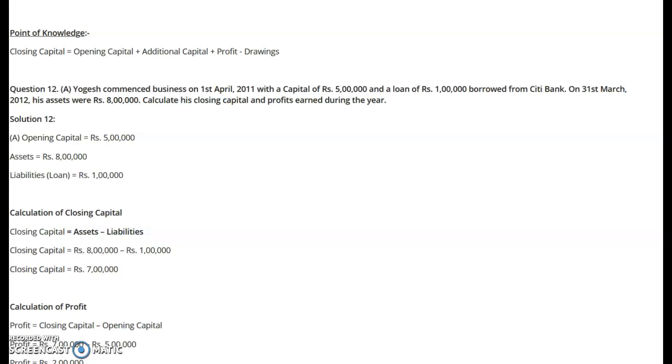Now closing capital is not given to you. How will you find it out? You have been given on 31st March assets value of rupees 8 lakh. We have to find out the closing capital and the amount of profit.